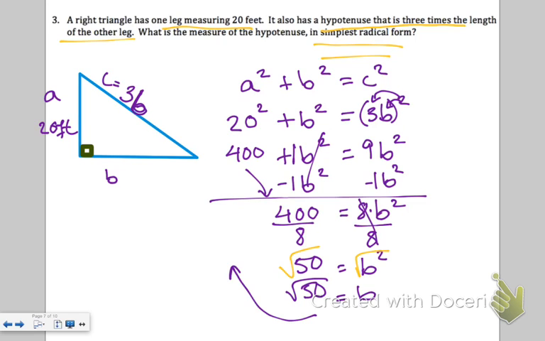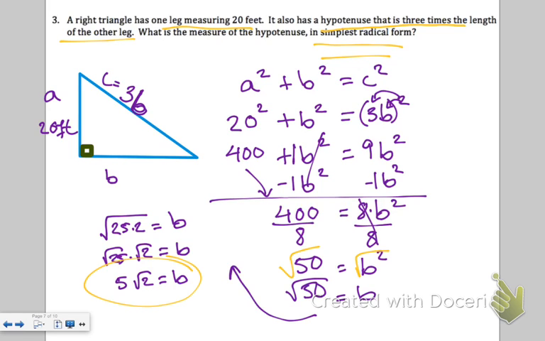So radical 50 can be rewritten as 25 times 2. The square root of 25 times the square root of 2 is equal to b. So 5 times radical 2 is in simplest form now. And this would be our final answer, 5 square root of 2, 5 times the square root of 2. Okay, so we have the length of the missing side. So b is equal to 5 radical 2. The question, however, is asking, what is the measure of the hypotenuse?